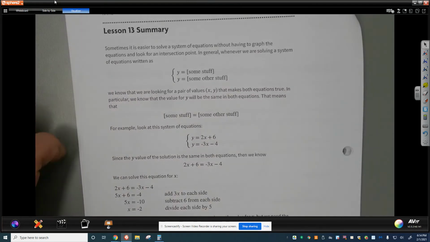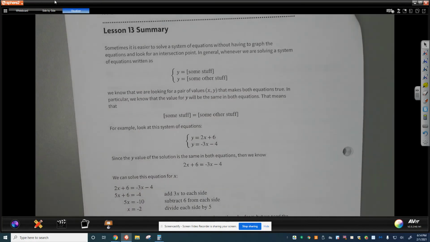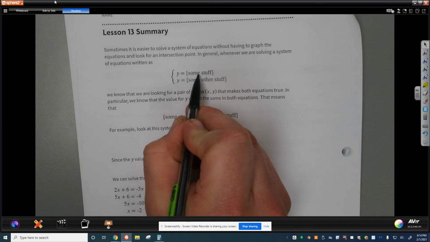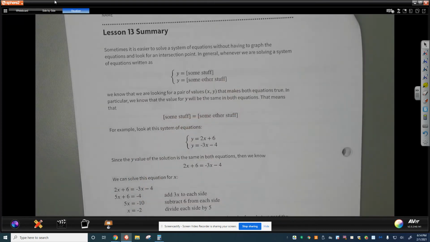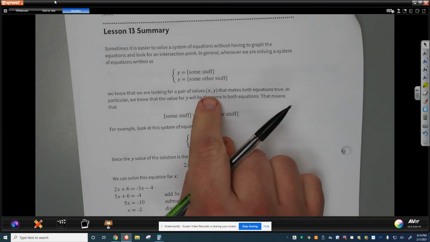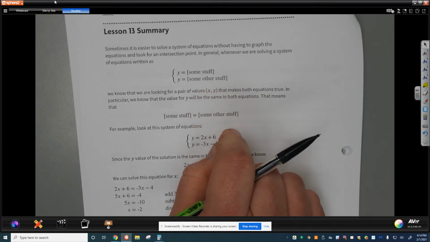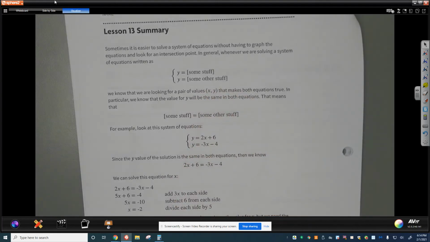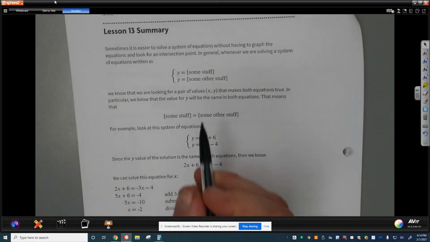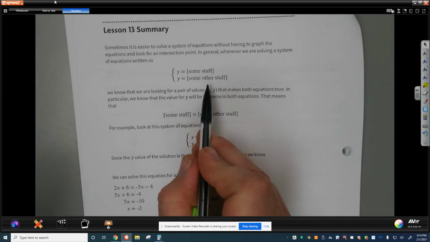Sometimes it's really much easier to solve a system of equations without having to graph the system or graph the equation itself and look for an intersecting point. In general, whenever we're going to solve a system that's written like this, as y is equal to some stuff and y is equal to some other stuff, we know that we're looking for a pair of x and y values that actually make both equations true. Specifically, we're looking for what values of y will be the same in both equations. That means that this some stuff and some other stuff is equal.